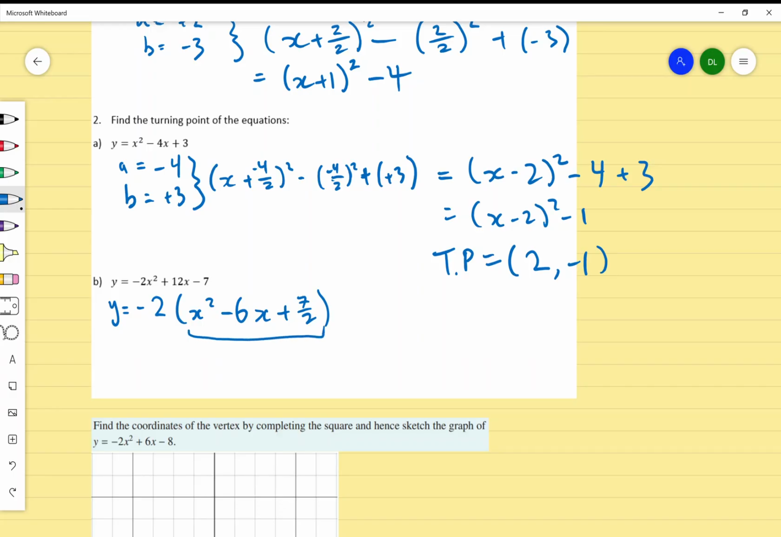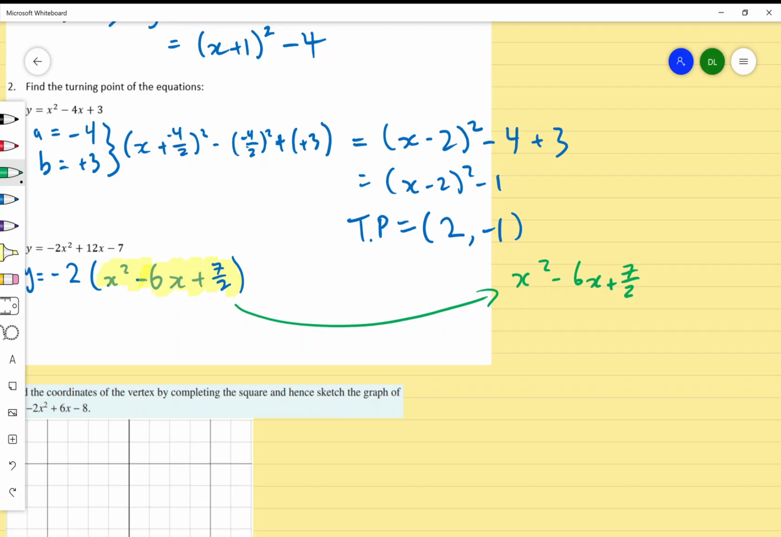I'm going to take that out. Now, if you would like to include the negative 2 in every line of your working out, you are more than welcome to. I'm not personally going to do that. So I'm going to write that over here. X squared minus 6x plus 7 over 2. That's the equation we're provided. Same idea. What is my A value now? Negative 6. What's my B value? Good. Positive 7 over 2.